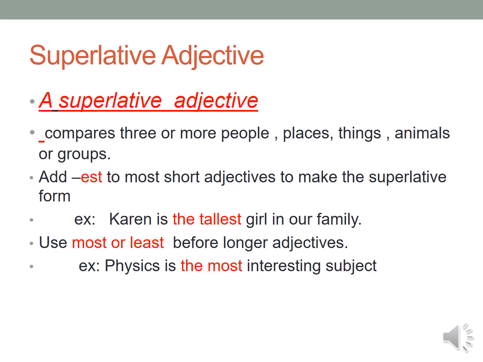Okay, what about the superlatives? Here we compare three or more people, places, things, animals, or groups. We have to add -est. For example, tall will be the tallest, big, the biggest, and so on. For example, we have here Karen. Karen is the tallest girl in our family.